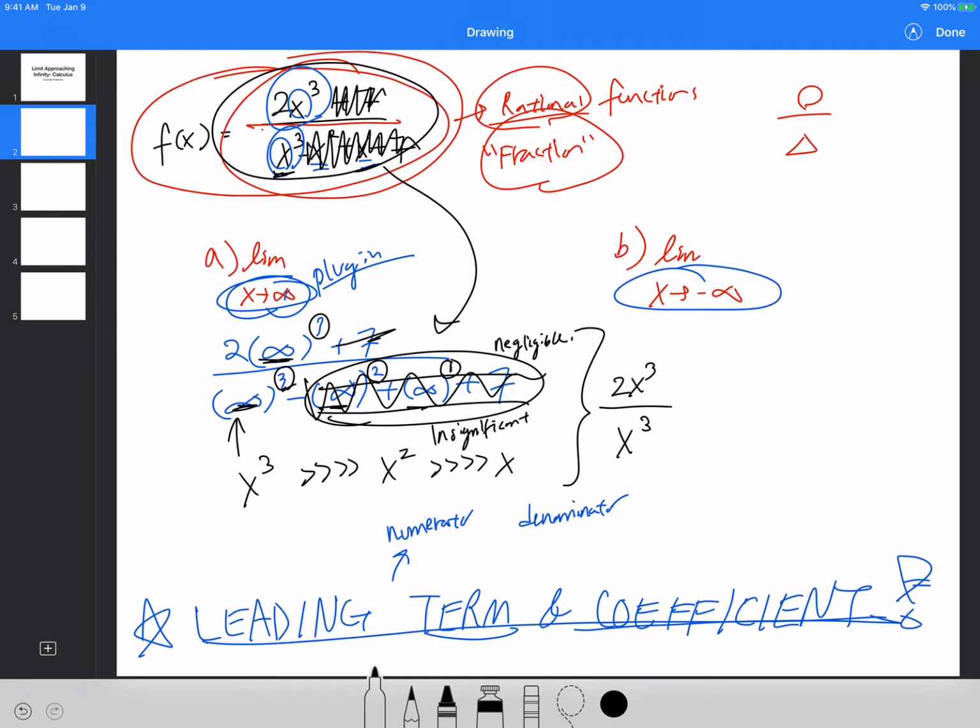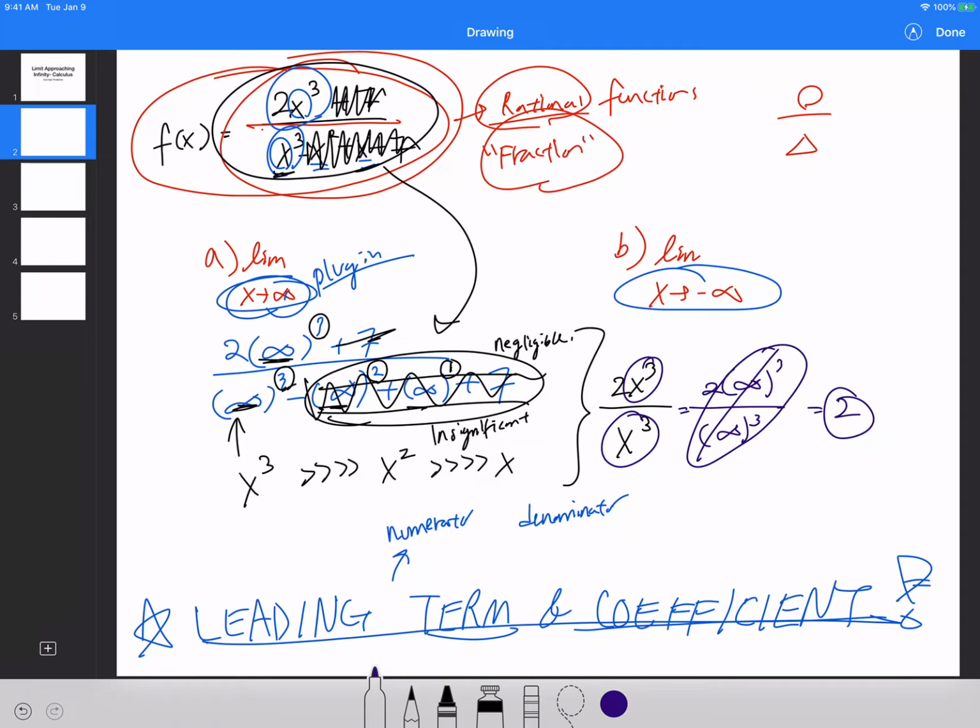And when you take a look at these two and say, okay, now if I plug in an infinity here, now we're talking about numbers that are in the same zone, like x cubed and x cubed, right? So positive infinity cubed over positive infinity cubed. What do you think is going to happen to these two? They're going to cancel out. So the limit essentially becomes just 2. And that's it.